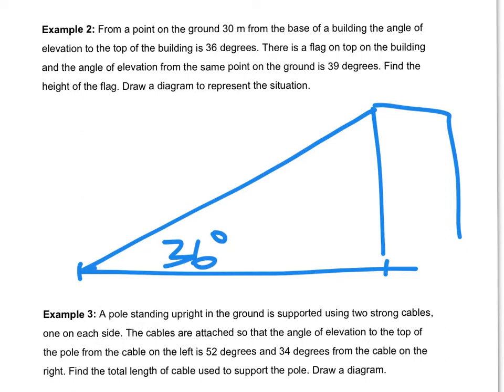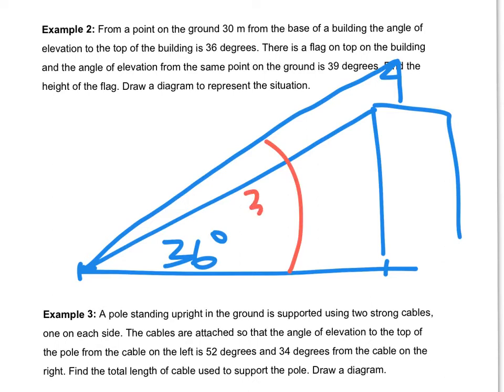Now, there's a flag on top of the building. Here's our flag. And the angle of elevation from the same point on the ground to the top of the flag is 39 degrees. And the question is to find the height of the flag.